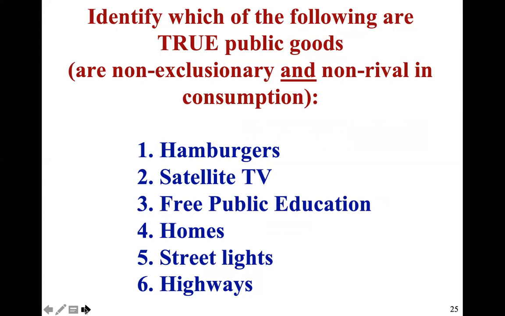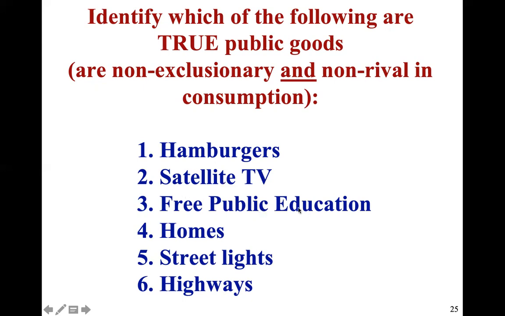Now, this is confusing for a lot of students because some of these goods are provided by the government, so they're part of the public sector, but that doesn't mean they're necessarily a true public good, right? The government can provide club goods, the government can provide private goods, the government can provide any kind of good that the society decides should be part of the public sector. The only difference here is if it's a true public good, the only way that good is going to be produced is if the government produces it. So hamburgers are private goods. Satellite TV is a club good. It's artificially scarce, so it is excludable, but it's non-rival.